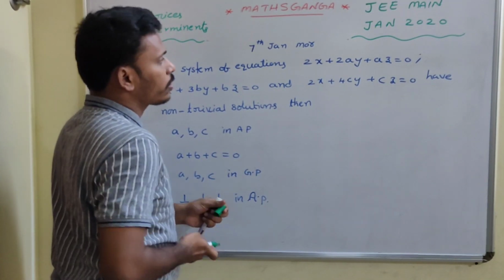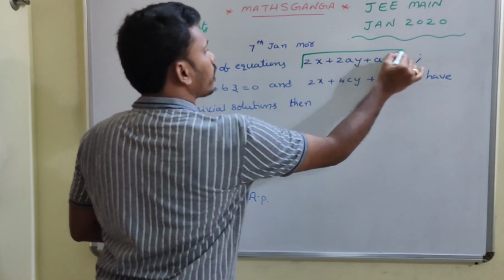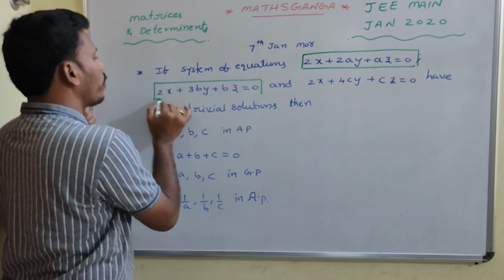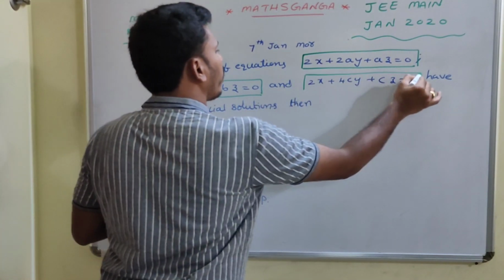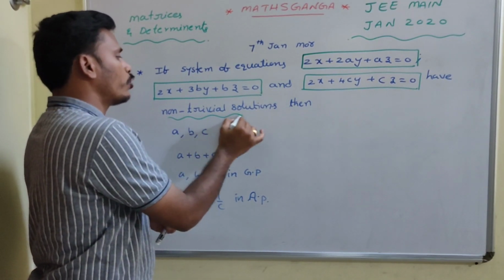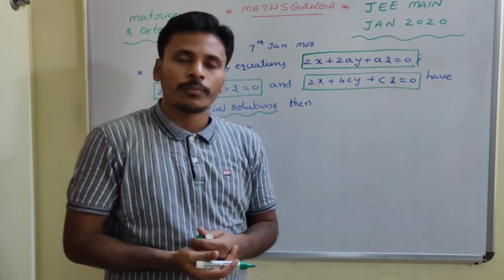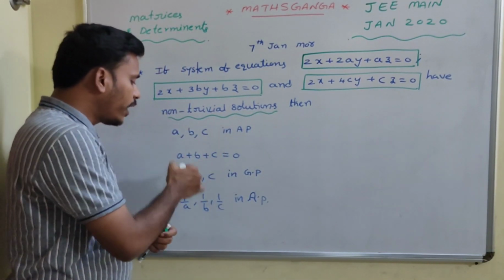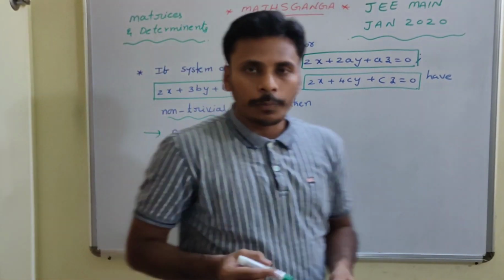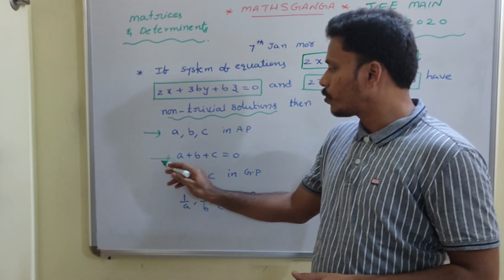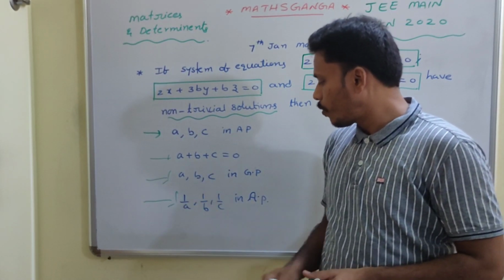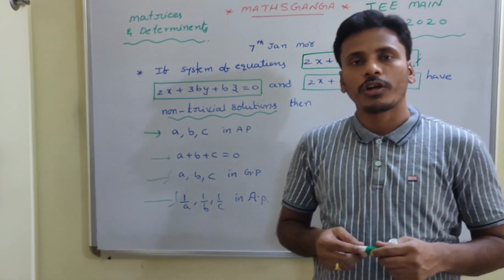What are those equations? 2x plus 2ay plus az equals 0 is one equation, the second equation is 2x plus 3by plus bz equals 0, and another equation is 2x plus 4cy plus cz equals 0, and they have non-trivial solutions. Since they have non-trivial solutions, you need to identify a relation on a, b, c, how they are located. Option 1 is a, b, c are in AP, option 2 is a plus b plus c equals 0, option 3 is a, b, c are in GP, and option 4 is 1 by a, 1 by b and 1 by c are in arithmetic progression.